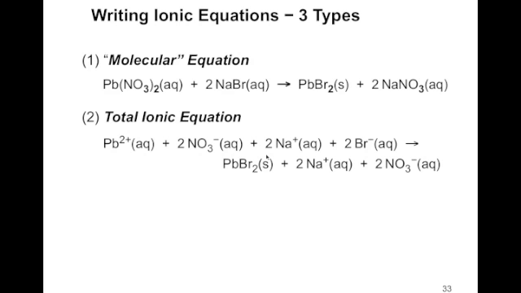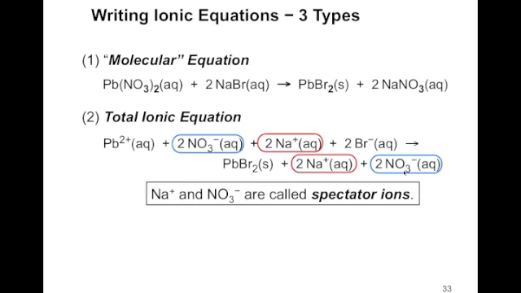Then finally, if we want to focus on the things that are actually reacting, we look at our products here. We see that it's going to be the lead 2+ and the two bromide ions. Everything else, the sodium and the nitrate on the left side of the equation and the sodium nitrate on the right side of the equation, we can see that there's no change. We call these spectator ions because they're essentially doing nothing, right?